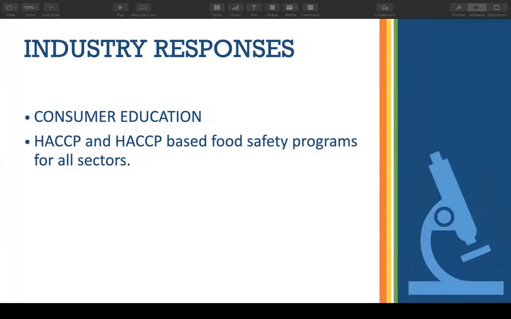So the industry responsibilities. The industry should teach for this. If you take an example of a milk company like Arvin, Amul, and everyone, they have to educate the consumer about the food products and when the expiry date is and stuff like that, so that the consumers get their hands onto the food safety system. And HACCP and food safety programs for all sectors are a compulsory thing for any food-based companies.